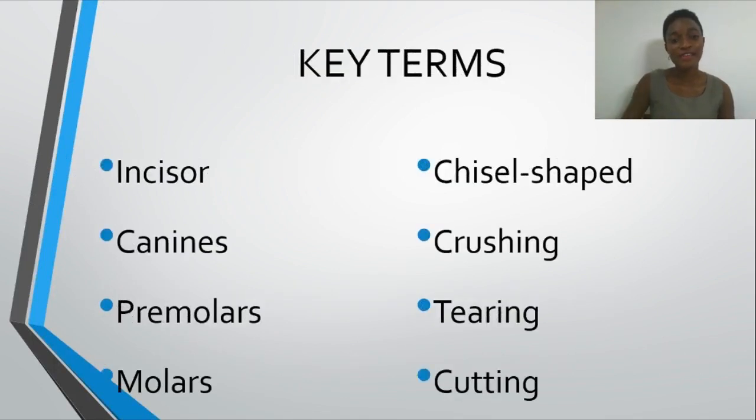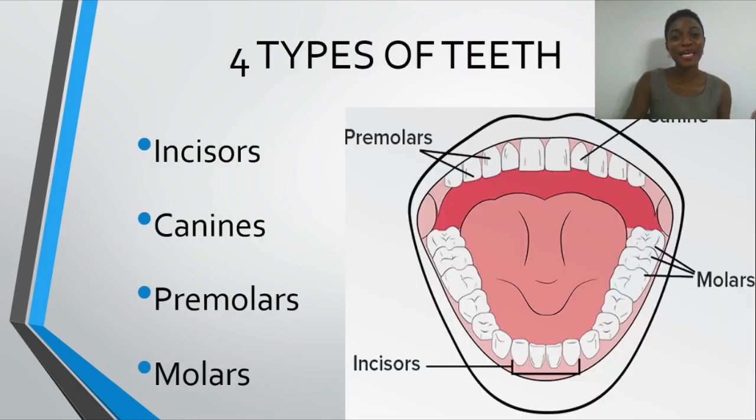So we have our key terms: incisor, canines, premolars, molars, chisel-shaped, crashing, tearing, cutting. So you should familiarize yourself with these key terms after the lesson.